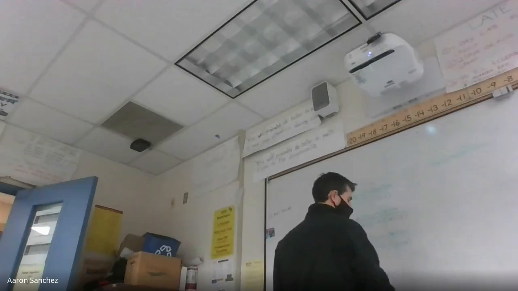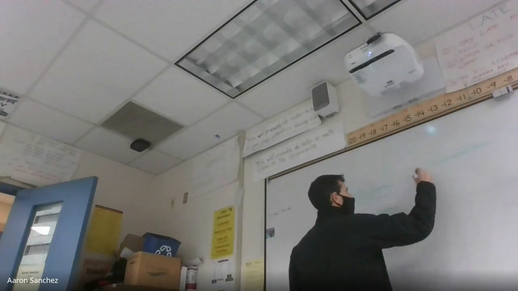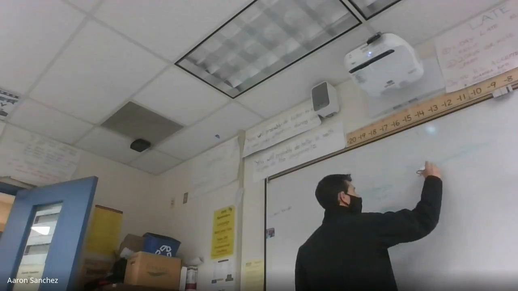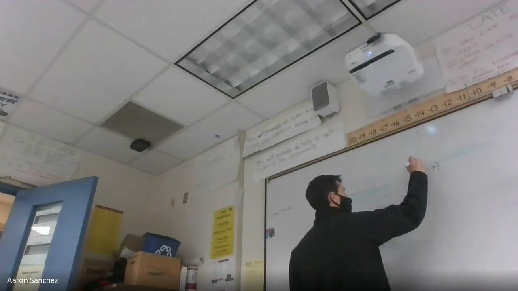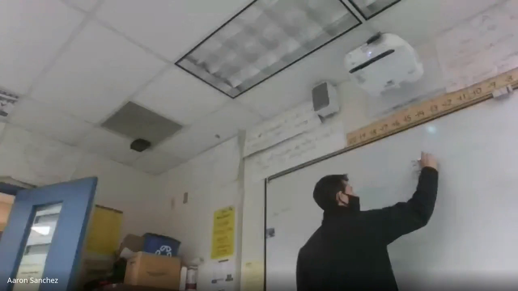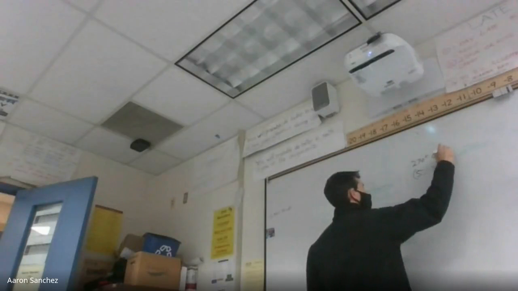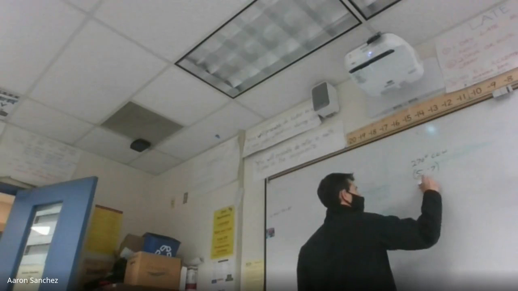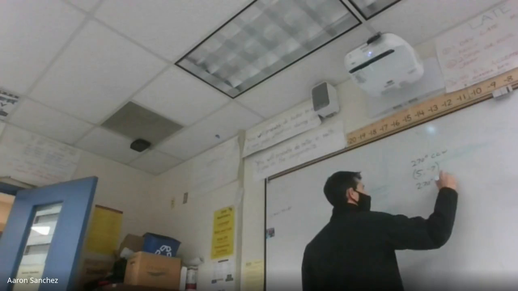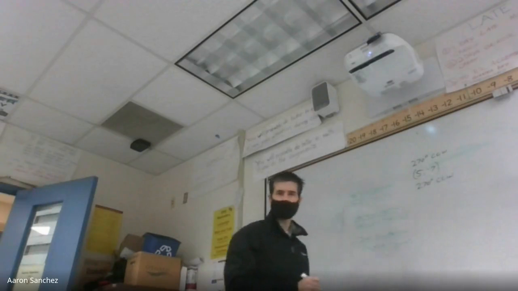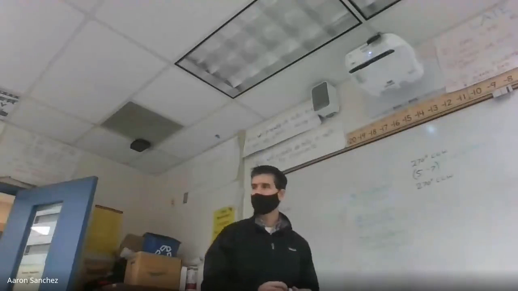But let's go like this. Okay, let's do 5, -7. And let's go 270 degrees counterclockwise. So we're going 5, -7, 270 degrees counterclockwise.